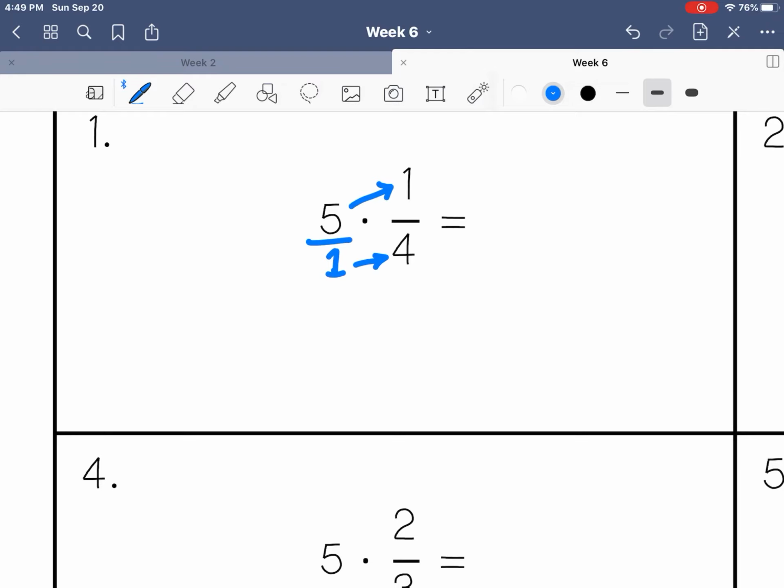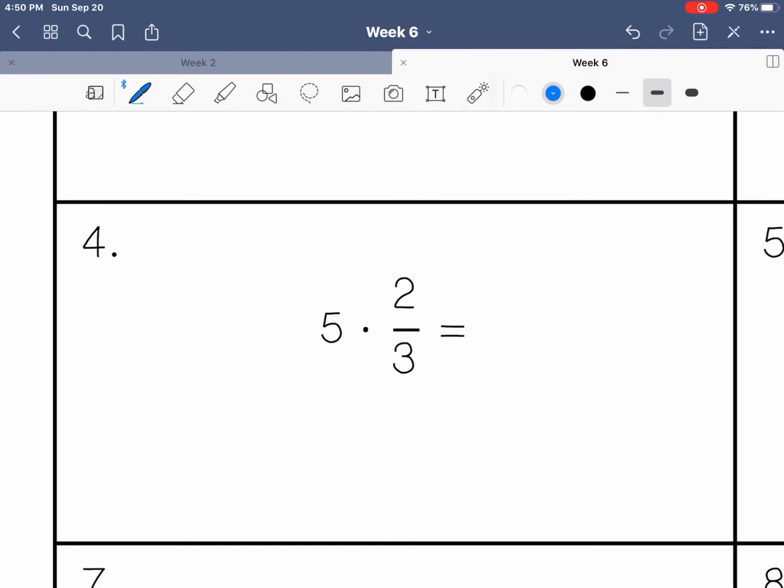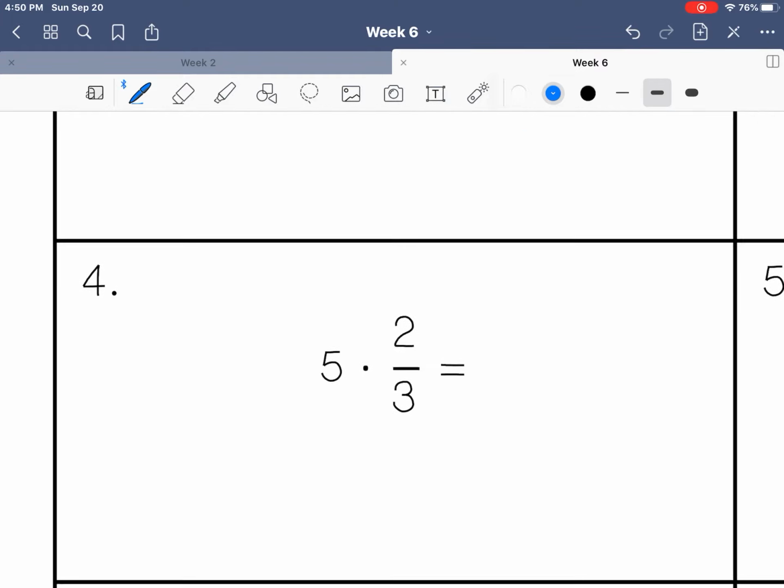5 times 1 is 5. 1 times 4 is 4. That is an improper fraction, which we need to convert back to mixed number. 4 will go into 5 one time with 1/4 left over. Let's do the next question. I hope you're writing this down. This is important. If you're not writing it down, stop now. Go get some paper and a pencil and start writing all of this down. And rewind so that you can get the next problem.